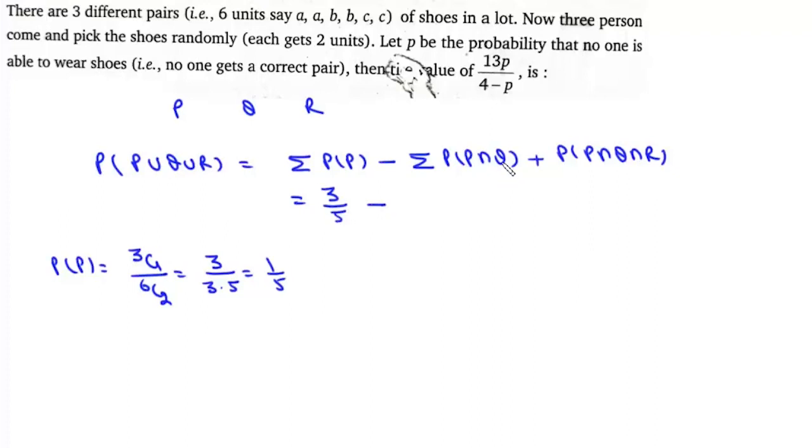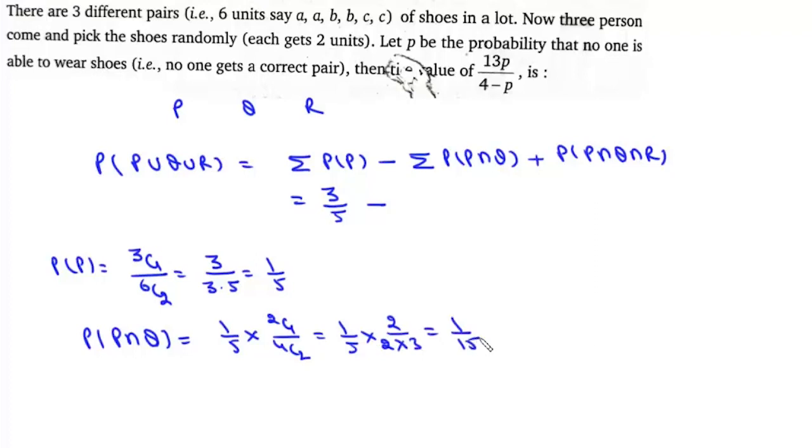Now both P and Q get the correct pair. So this probability is P intersection Q. Now P chooses the correct pair, so it is 1 by 5, and then Q also chooses the correct pair. That means it should be 2C1 from 4C2. So it will be this 1 by 5 and then 2 and 3. So it will be this 1 by 15.